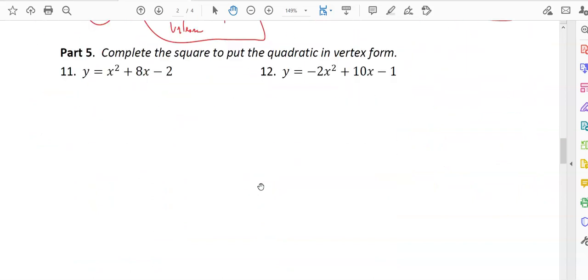Complete the square, so this is fun. This is just a little different version. We move the constant over first. You're going to add 2 to both sides. You get y plus 2 equals x squared plus 8x plus blank. We're going to add that same amount to both sides.